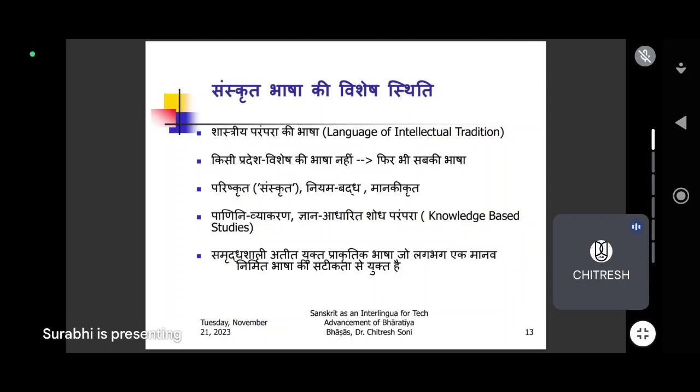45 lakh unpublished manuscripts are there in Sanskrit, which are yet to be published, and still the knowledge is there. I don't want to quote that famous quote of William Jones, that Sanskrit is more copious than Latin and more exquisite than Greek. Next slide.